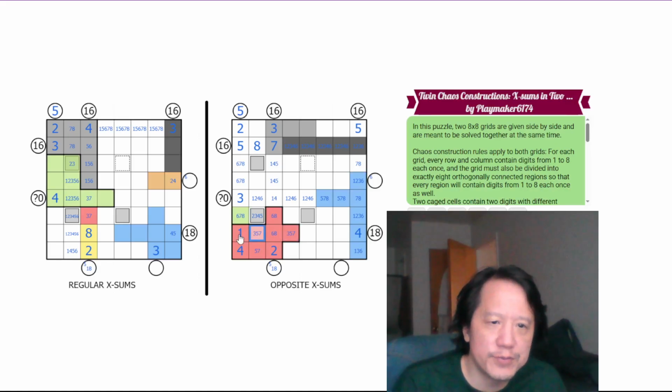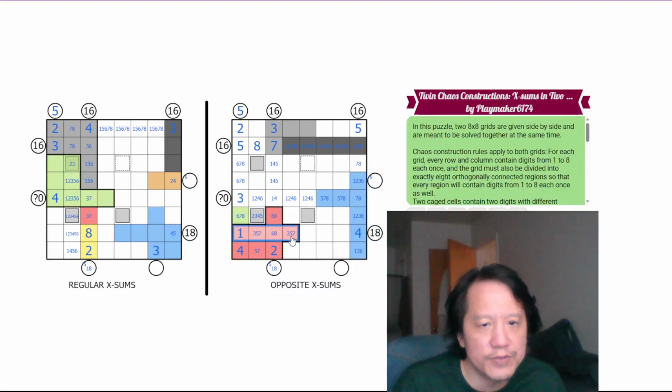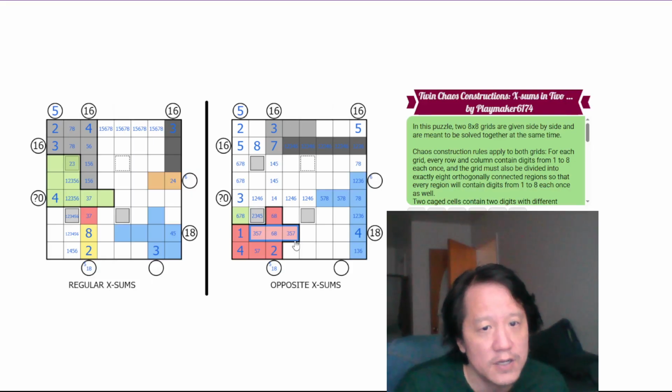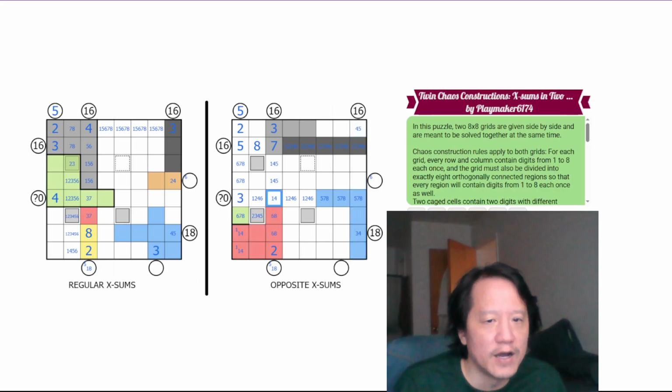So 1, 3, and 5 is an odd sum. 1, 3, and 7 is an odd sum. And 6 and 8 is an even sum. That is not going to add up to an even sum there. So 1, 3, 5, and 6 adds up to 15. 1, 3, 5, and 8 adds up to 17. 1, 3, 6, and 7 adds up to 17. And 1, 3, 7, and 8 add up to 19. So this is going to fail. So therefore, this cannot add up to 5.